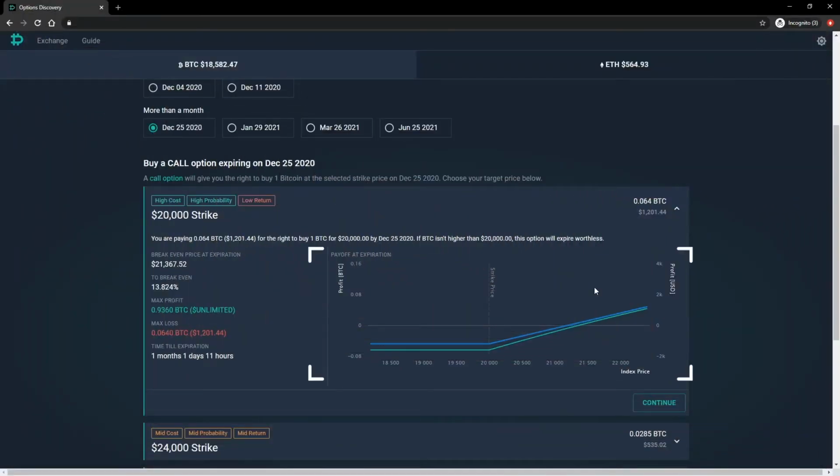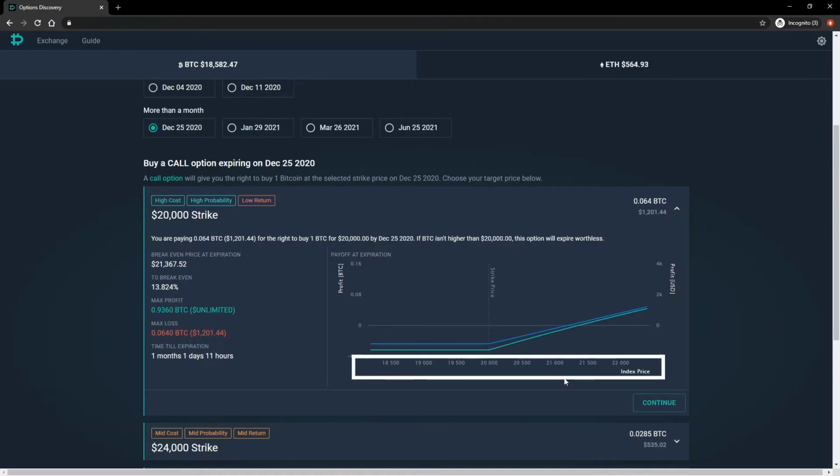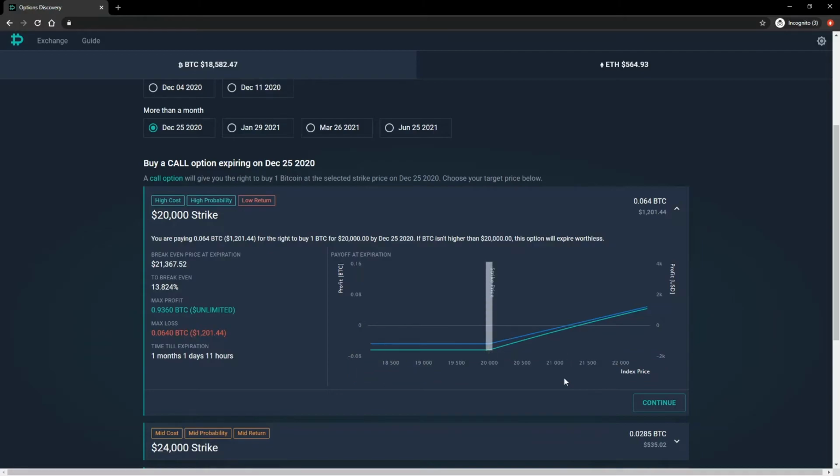To the right of the statistics, the profit and loss chart of the option is shown. This is the profit and loss at expiry. You are of course welcome to close the position whenever you like, but the amount may differ to the chart if done before the option expires. The x-axis shows the index price at expiry, and the strike price of the option is indicated by the dotted line. The profit and loss in Bitcoin is shown here in green, with the scale on the left. The profit and loss in dollars is shown here in blue, with the scale on the right.